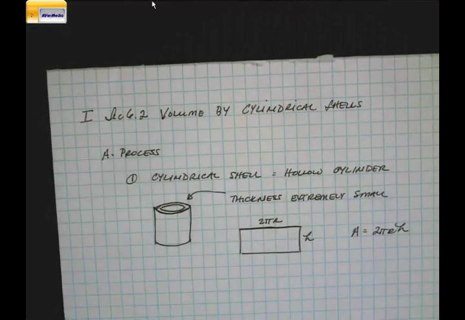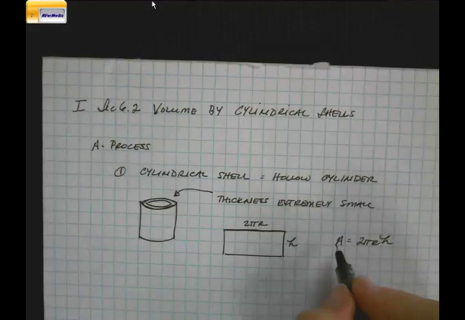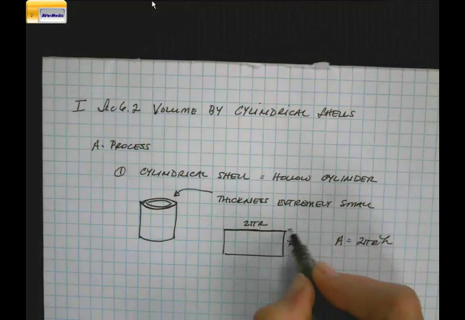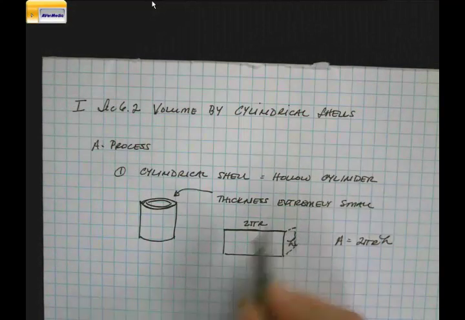The height here we call h. Pretty straightforward. So instead of saying length times width, we're saying circumference times height in order to get the surface area. Well, that's the surface area. Now we take it into 3 dimensions.